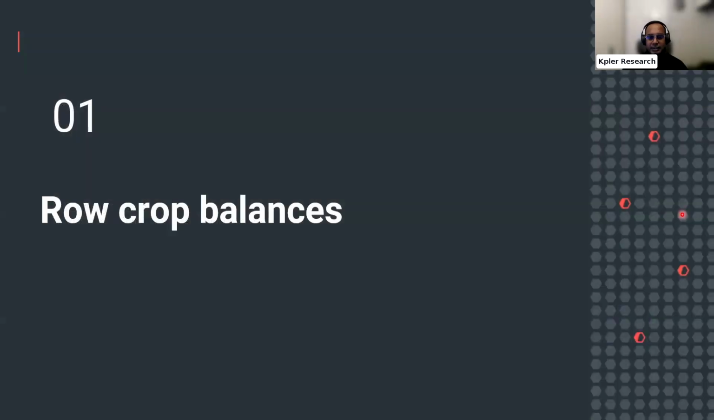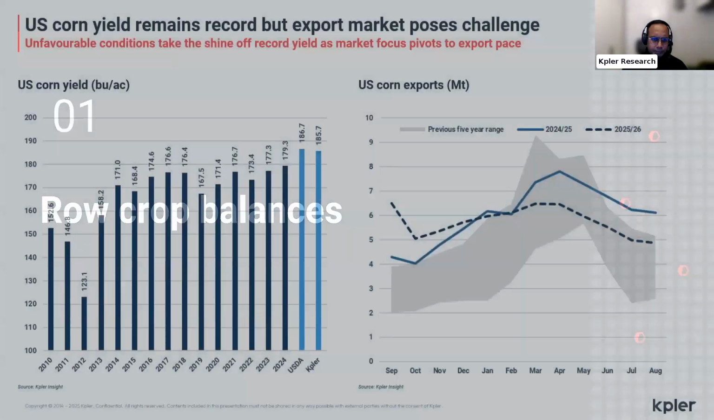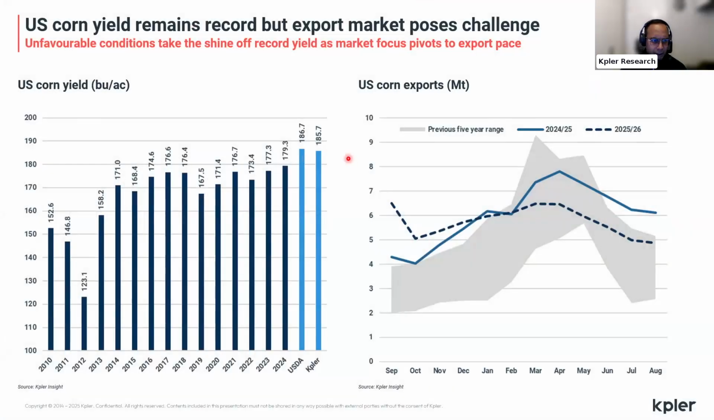So with that, let's look at row crop balances. We'll start with corn. The market expected a reduction in corn yields in the WASDE report this month. Our corn yield is at 185.7, slightly lower than the September WASDE of 186.7. This is based on weather, vegetation health, and geospatial analysis.